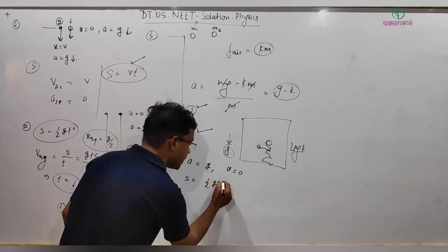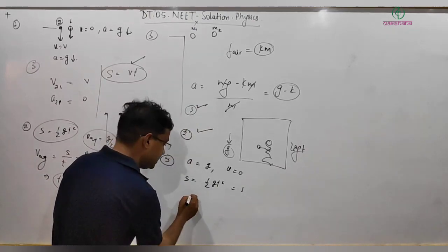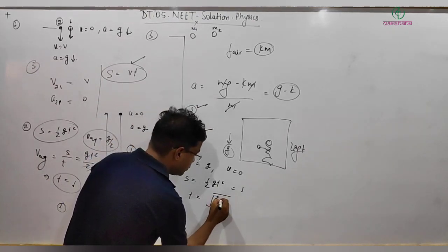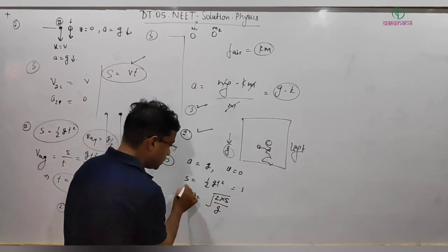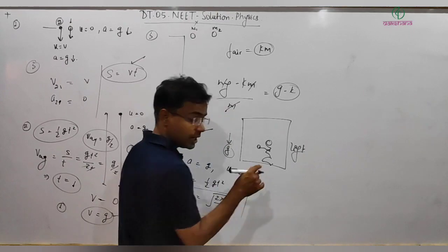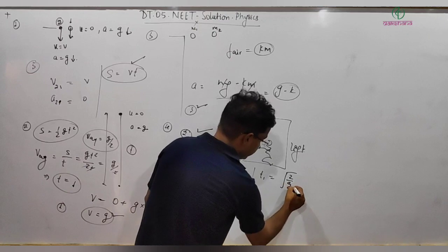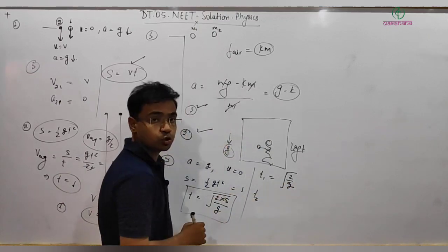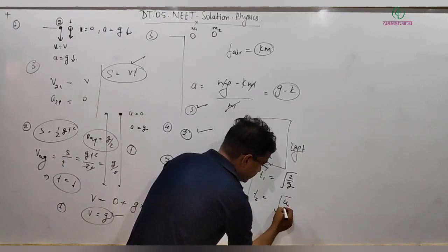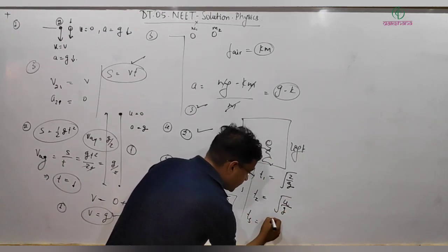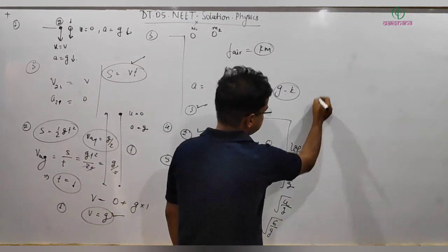Half g t square. So you can write the time taken for, let's say, 1 meter, t comes out to be under root 2 times s divided by g. So time for the first 1 meter, let's say t1, is equal to under root 2 by g. Time for 2 meter total will be equal to under root 4 by g, and time for 3 meter will be under root 6 by g, and similarly so on.